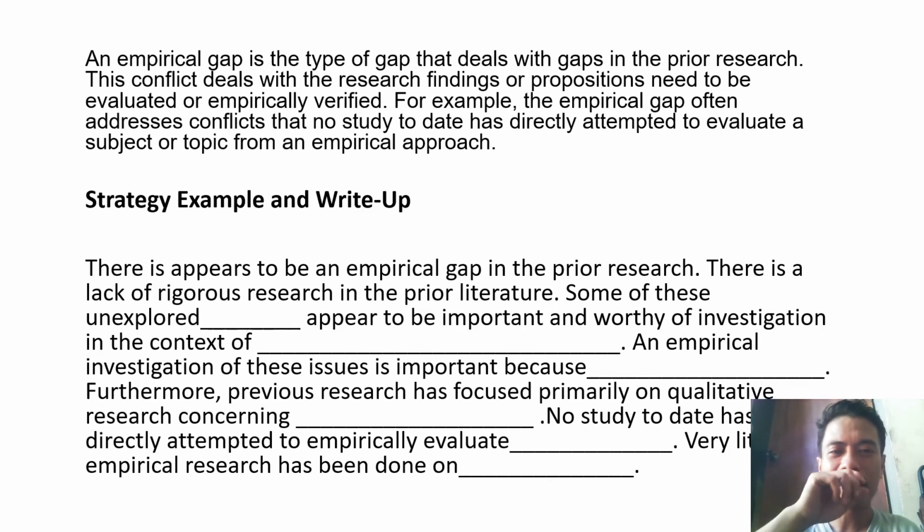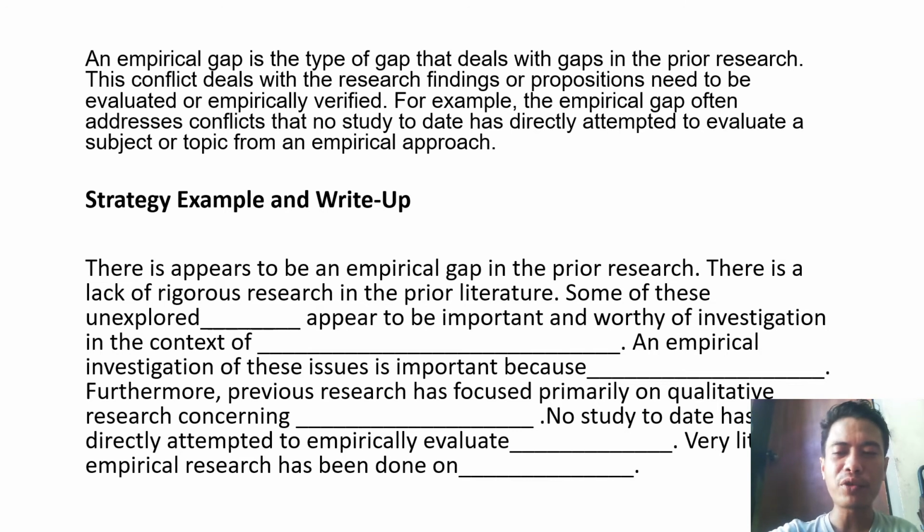Next, empirical gap. Empirical gap is the type of gap that deals with the gaps in the prior research. This conflict deals with research findings or propositions that need to be evaluated or empirically verified. For example, the empirical gap often addresses conflicts where no study to date has directly attempted to evaluate a subject or topic from an empirical approach.